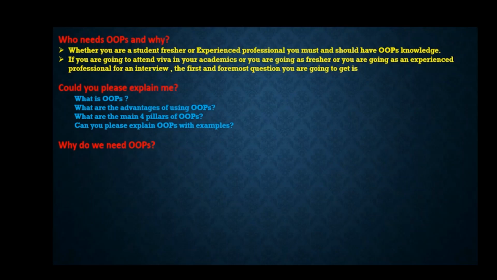Why do we need OOPS? For example, let me take one example. Whenever we see some real world entity, for example, take an example of a dog. We can think of a dog as a real world entity. Whenever we see a dog, it is having four legs, two eyes, two ears. The four legs, two eyes, all these are properties of the dog.